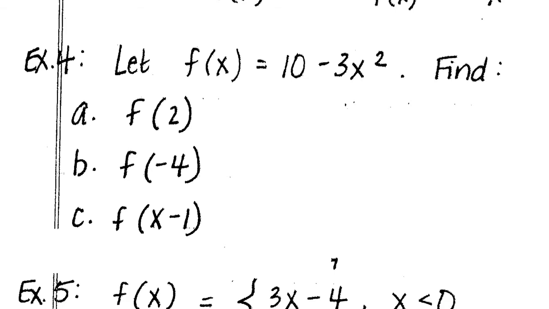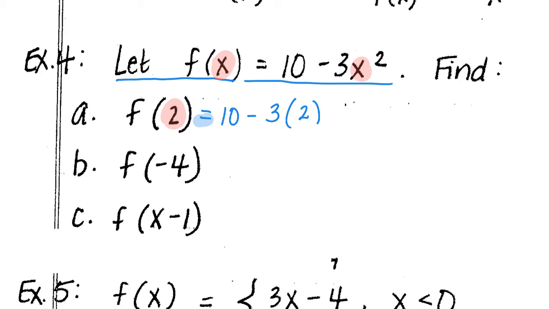All right, moving on to function notation. This is one of my favorite lessons. I love teaching this. Notice it says, let f of x equal 10 minus 3x squared. What this is telling us to do is instead of putting in this x, we are going to put in the number 2. So I have 10 minus 3 times 2 squared.